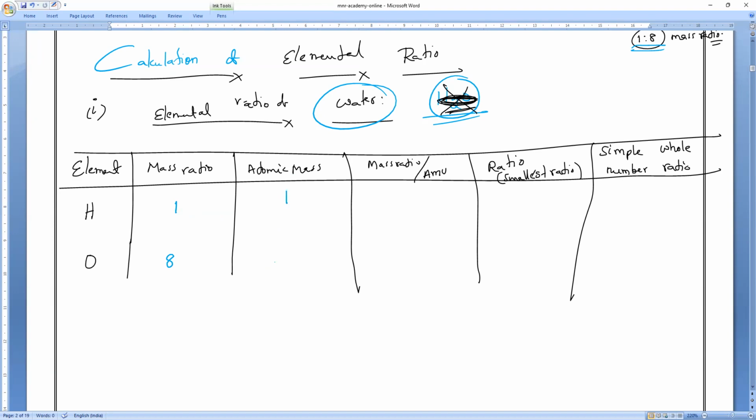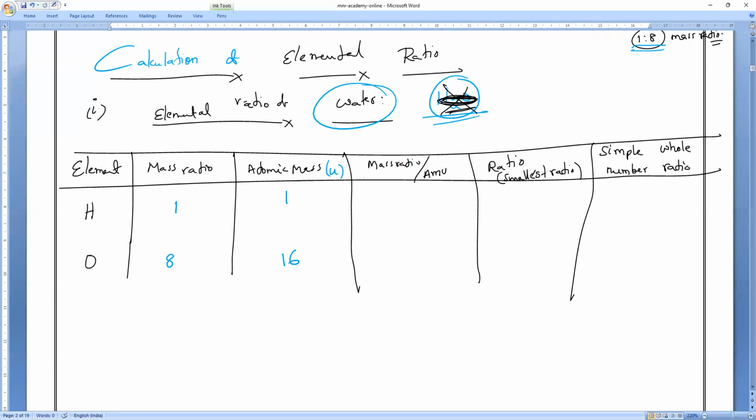Atomic mass I'm asking. Everybody, what is the hydrogen atomic mass? 1. Oxygen, 16. Atomic mass is 16. Verify the tabular column. What is the table number? 3.2. Verify it. Clear?